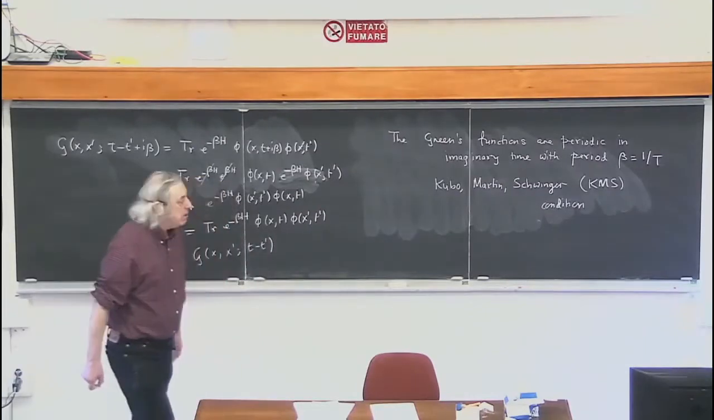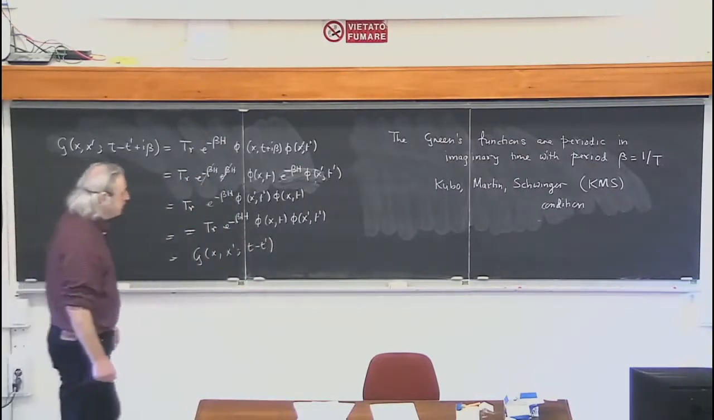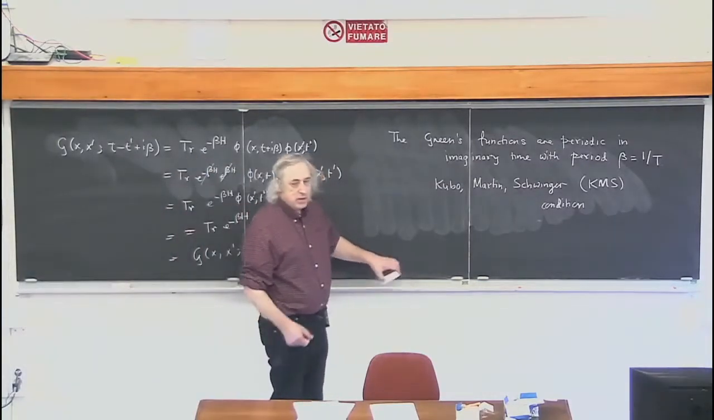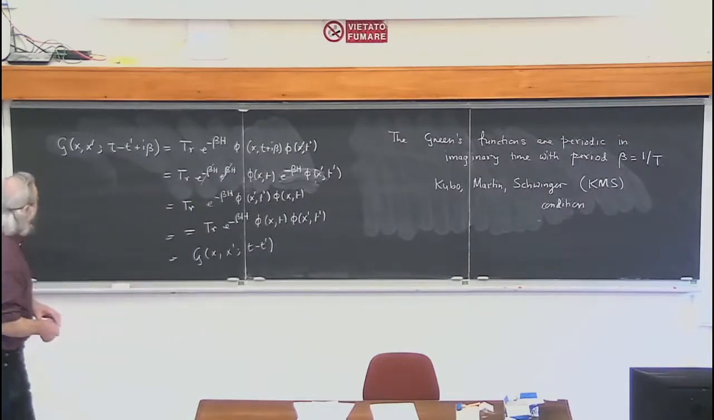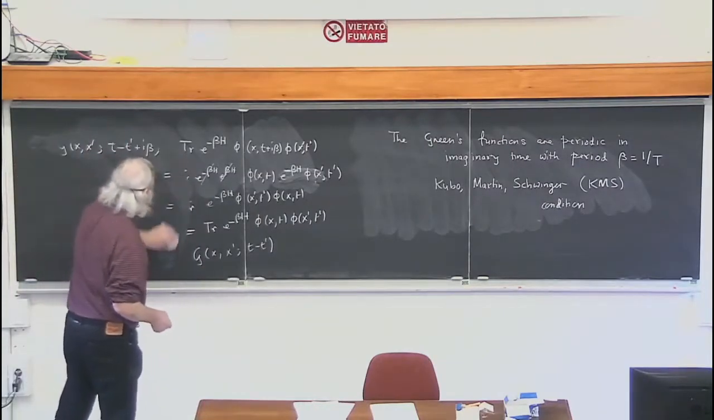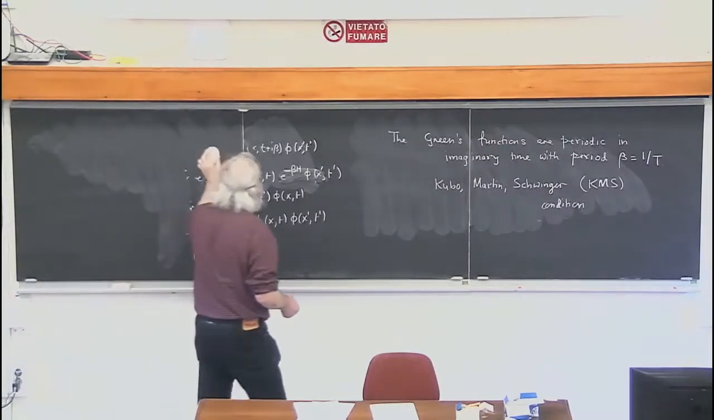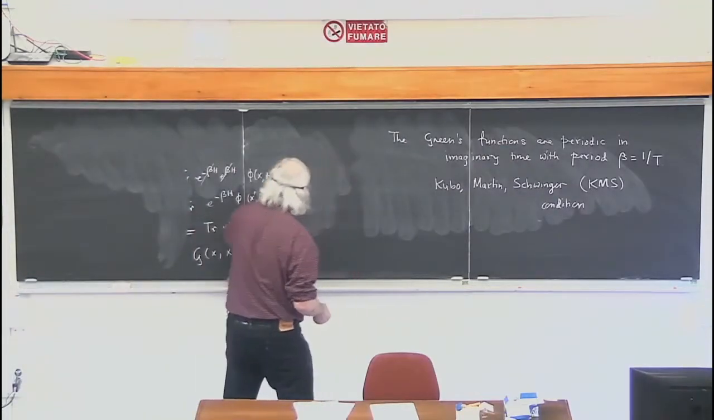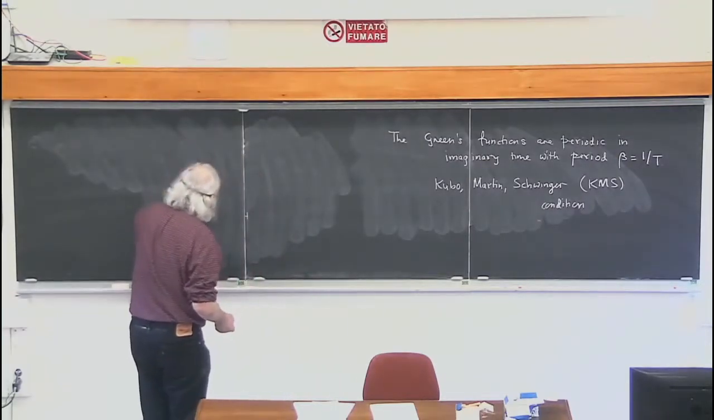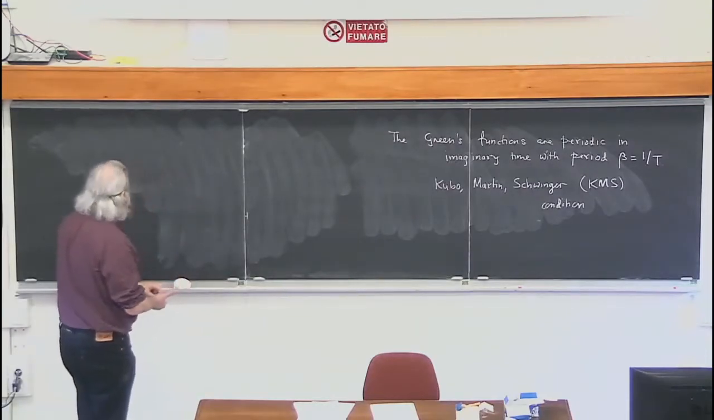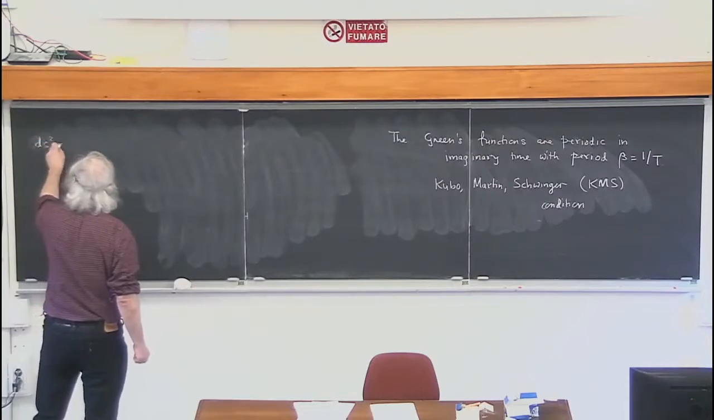So armed with that, let's go back and look at the Schwarzschild metric. Suppose that we were trying to do quantum field theory in the Schwarzschild background. Well, you'd start with the metric for the Schwarzschild space-time.